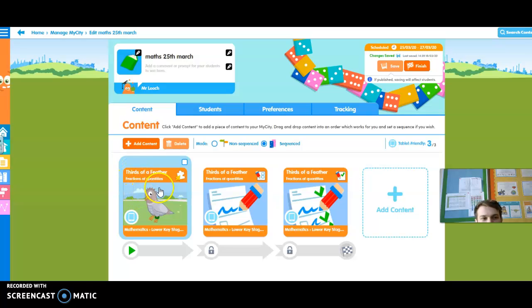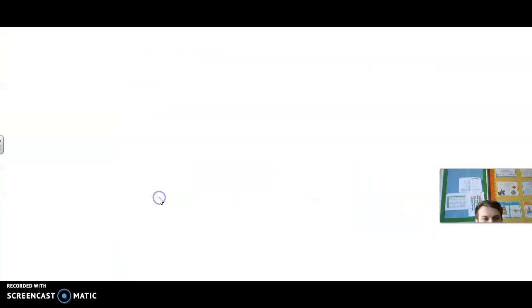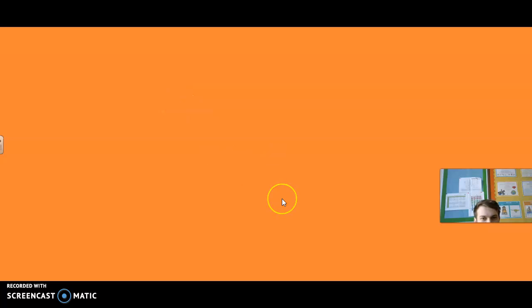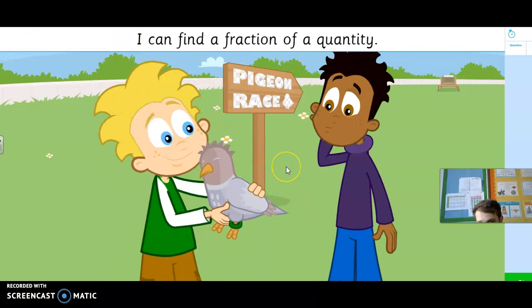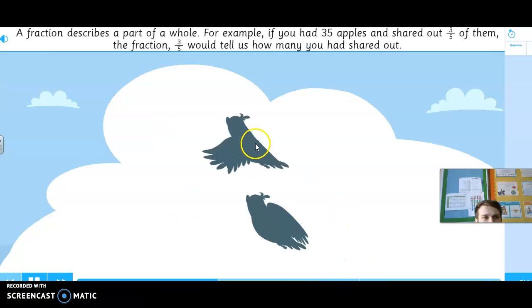I'm just going to quickly run through the activities for today. So if we just click on the first one, and wait a moment for it to load up. So again, it's about fractions and finding different fractions of an amount. The word quantity there just means how much of something, or an amount of something. So I'm going to go start.